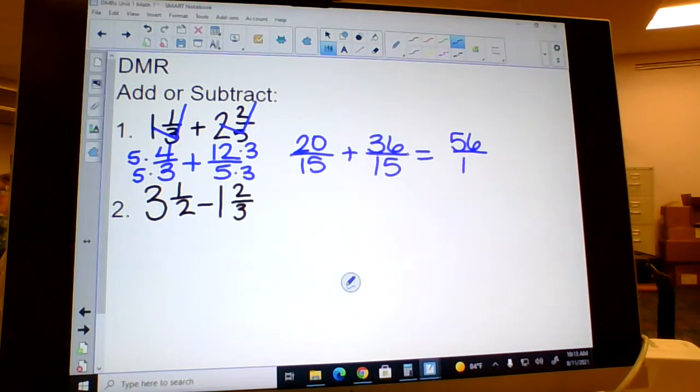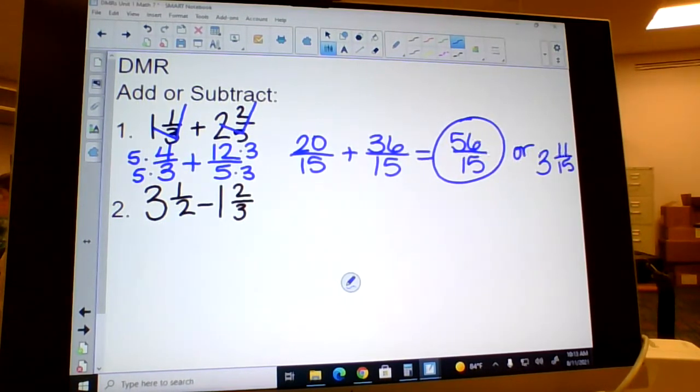And if you need to reduce, then you should. If not, you stop and leave it. This one does not reduce. Okay? If you want to make it back into a mixed number, that's fine. But I'm totally okay with this. So that's like 3 and 11 fifteenths. But I am definitely happy with that.